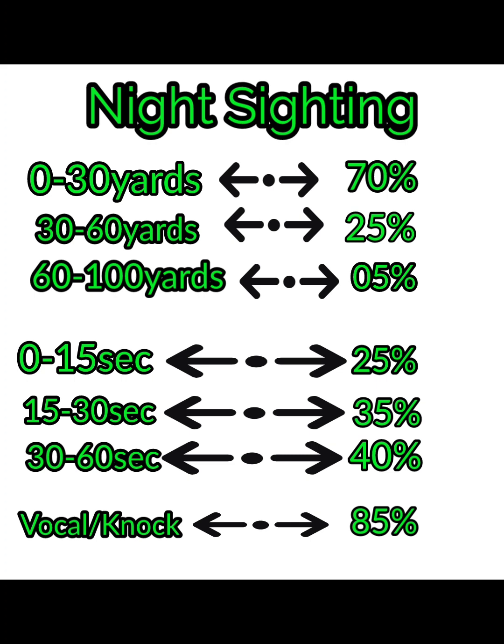The average nighttime sightings, 25%, lasted 0 to 15 seconds. 35% lasted 15 to 60 seconds. 40% lasted from 30 to 60 seconds. And then in 85% of all night sightings, the animal made some type of vocalization, wood knock, rock clack, something like that.